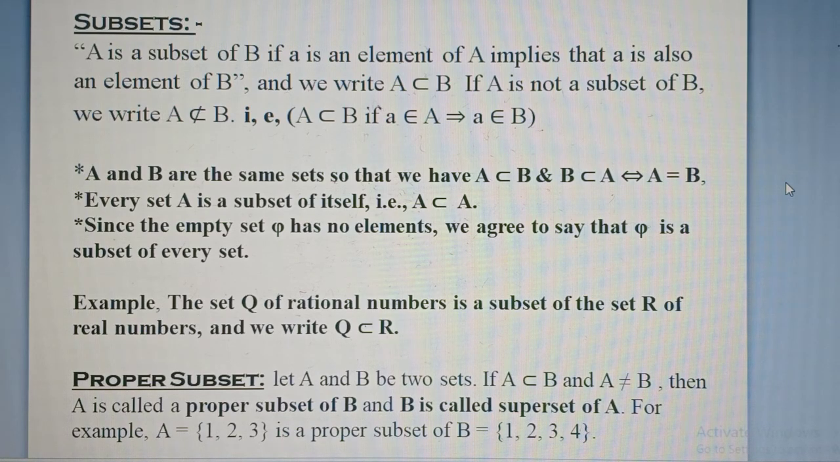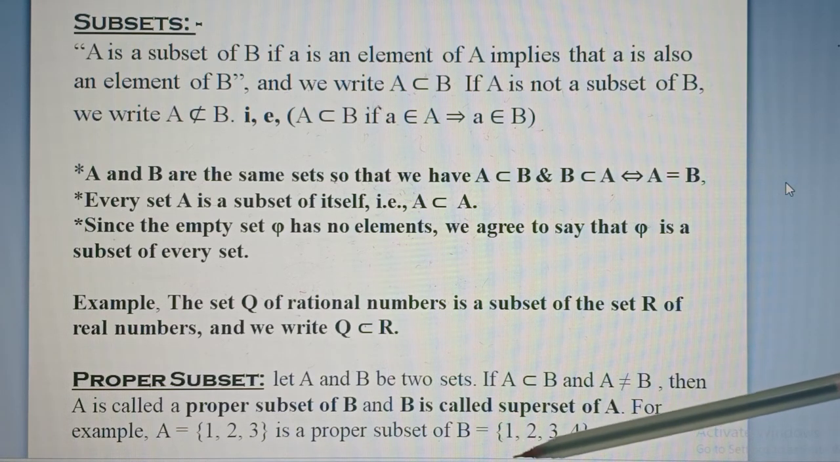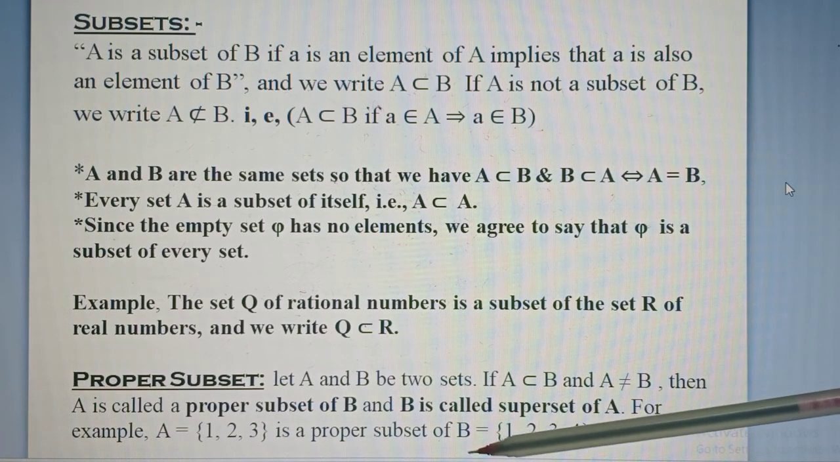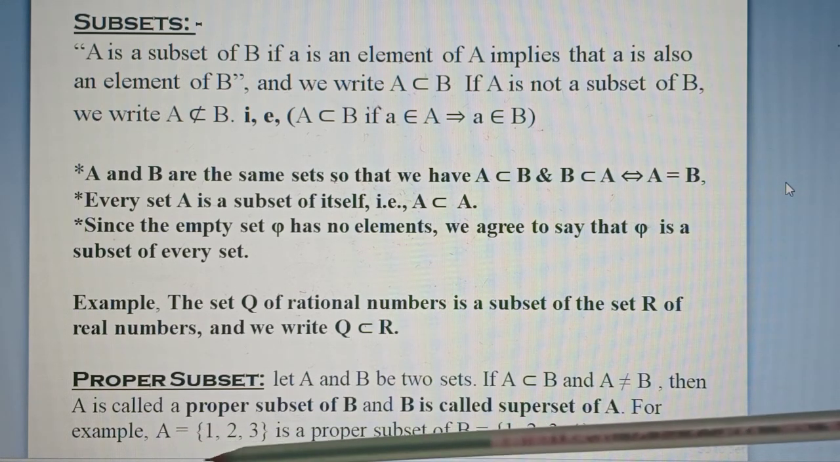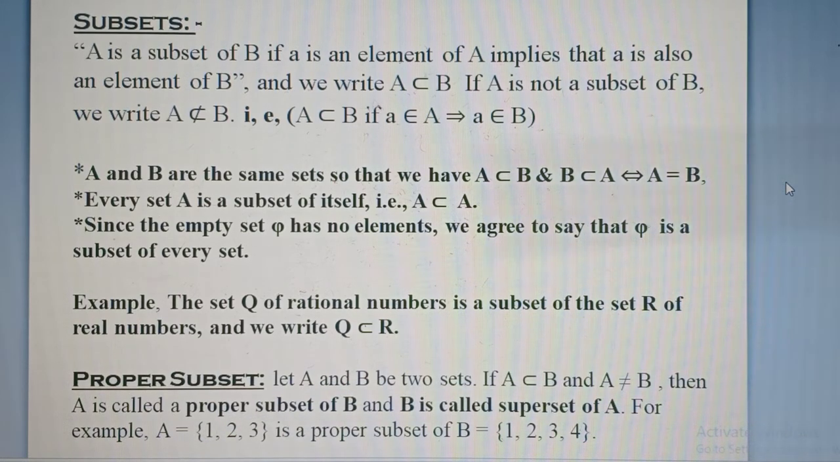Let A and B be two sets, and if A is a subset of B and A is not equal to B, then A is called a proper subset of B and B is called a superset of A. For example, B has the set {1, 2, 3, 4}, and we take a few elements from B, 1, 2, 3, and another set is formed, A equals {1, 2, 3}. So you can say that A is a proper subset of B, and B is the superset of A, right? So students, I hope all of you understood the concept of subset and proper subset.